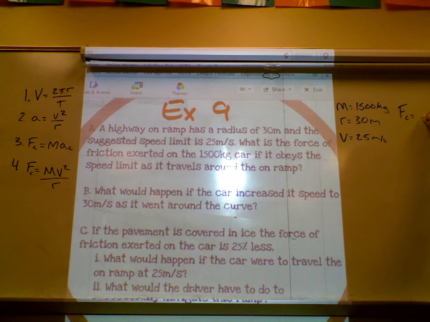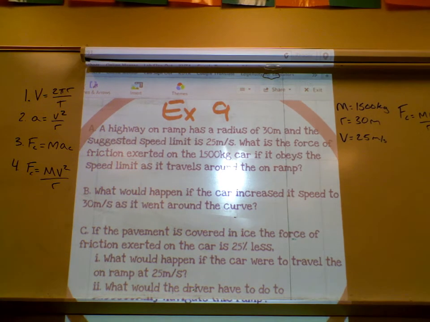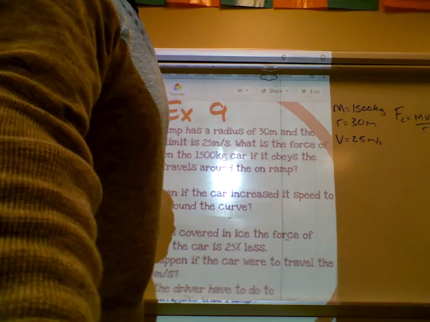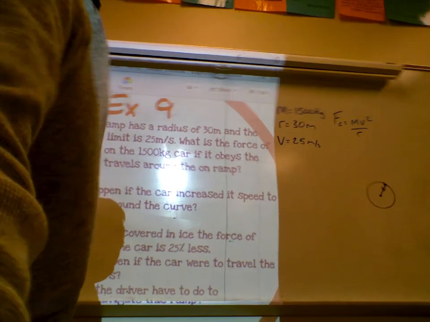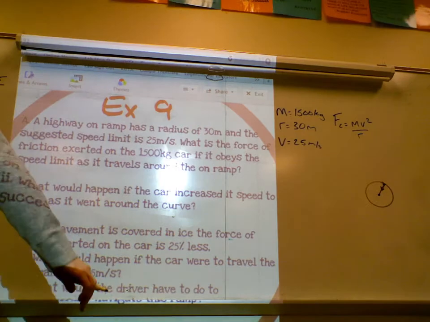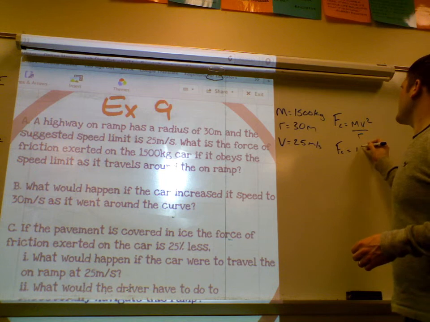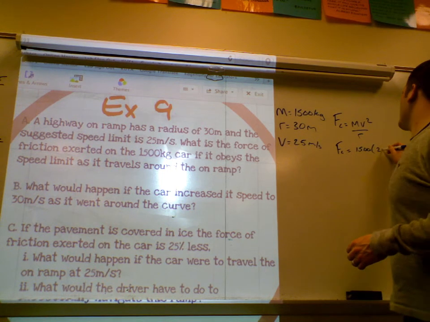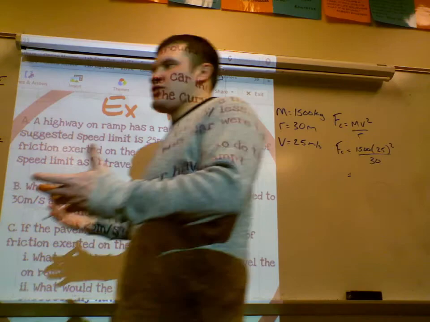Good. So, the centripetal force equals mv squared over r. Equation 4. So, plug in what we know, and we can figure out the force. So we plug in 1,500 and 25 and 30. So centripetal force equals 1,500 times 25 squared divided by 30. I said plus, multiply. What's the force?